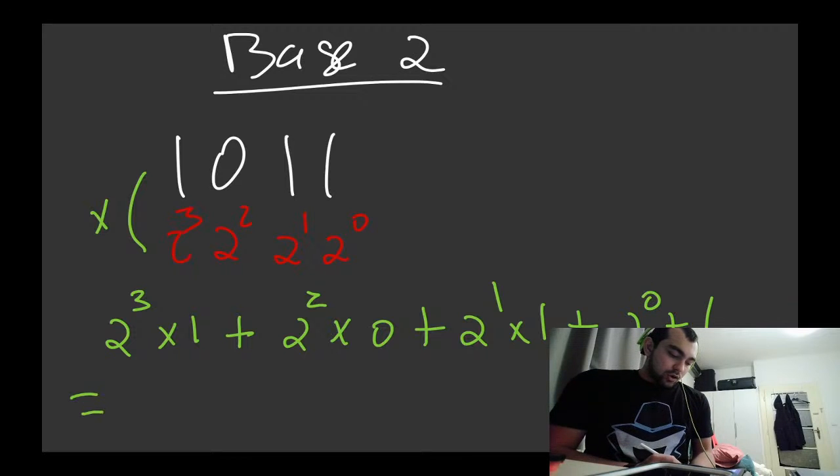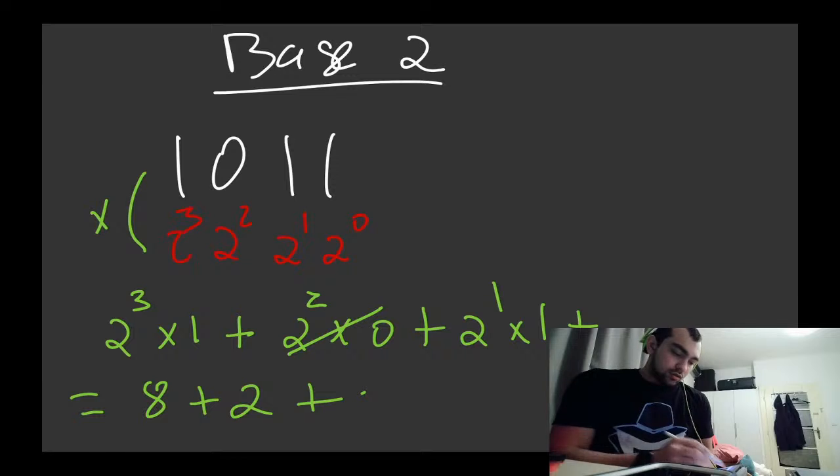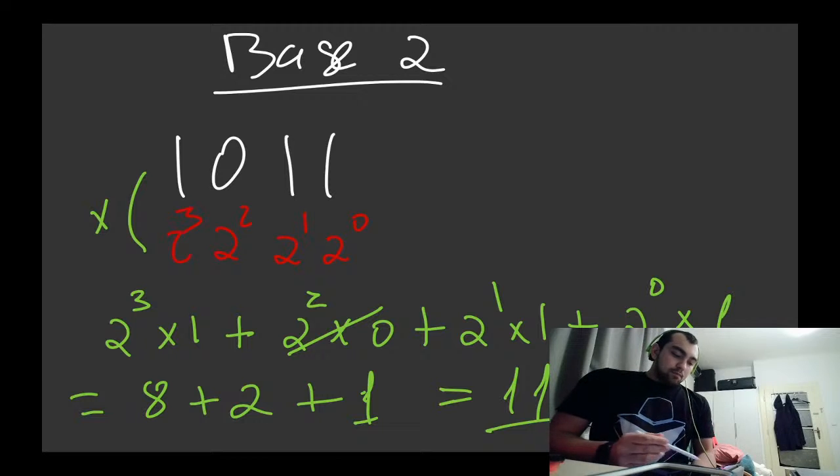Right? Now, 2 to the power of 3 times 1 is 8. 2 to the power of 2 times 0 is just 0. 2 to the power of 1 times 1 is 2. 2 to the power of 0 plus 1 is 2. This is wrong. It's 2 to the power of 0 times 1, which is 1. So 8, 10, 11, right? And this, of course, is in base 10.